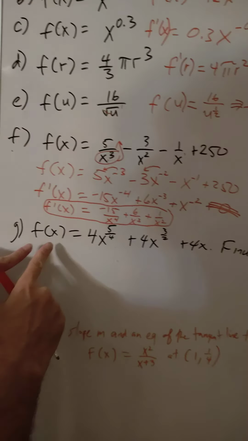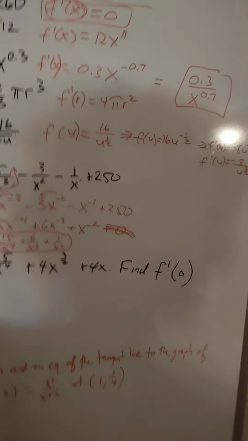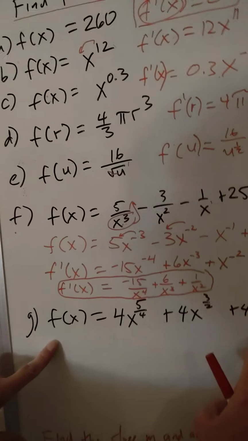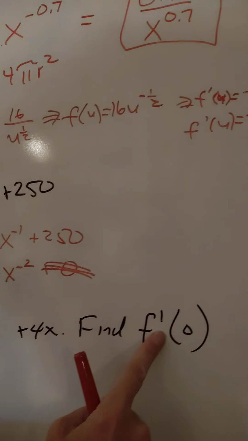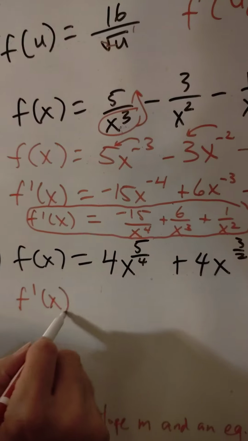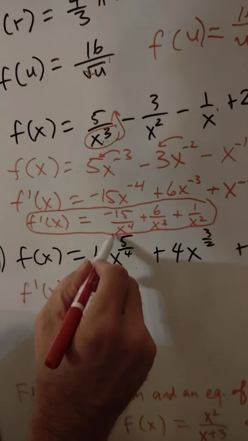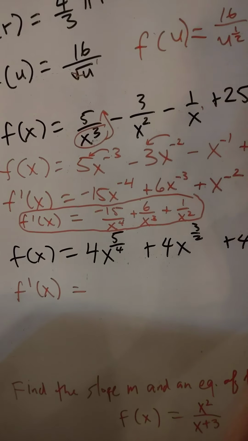Okay, and now one more derivative problem. We got this function here, and then we're asked to find f prime of 0. So the first step is to find f prime of x. It looks like I'm ready to find the derivative. I'm not going to rewrite f because it's good the way it is. So f prime of x is equal to, when I bring down the 5/4, let me do that over here.